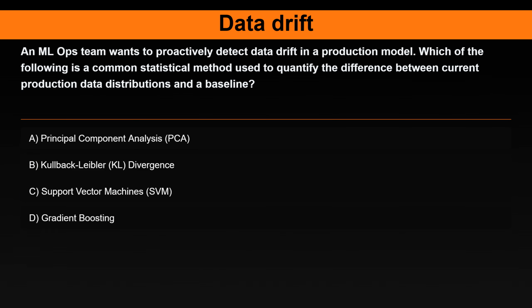Question 3. An MLOps team wants to proactively detect data drift in a production model. Which of the following is a common statistical method used to quantify the difference between current production data distributions and a baseline? Option A. Principal component analysis, PCA. Option B. Kullback-Leibler, KL, divergence. Option C. Support vector machines, SVM. Option D. Gradient boosting.